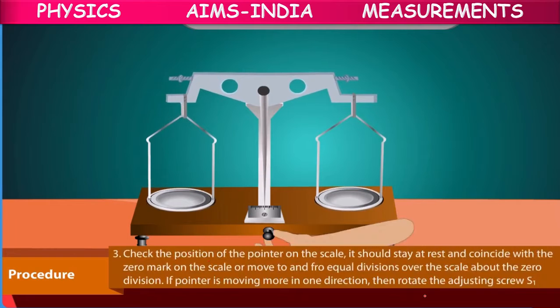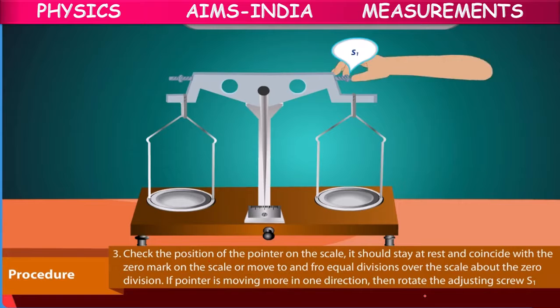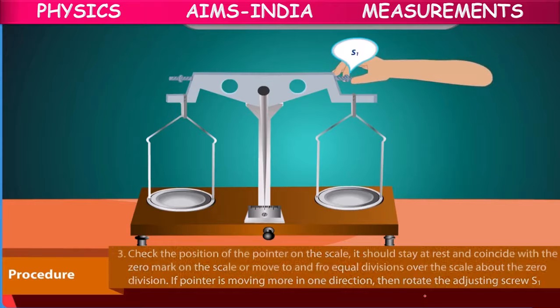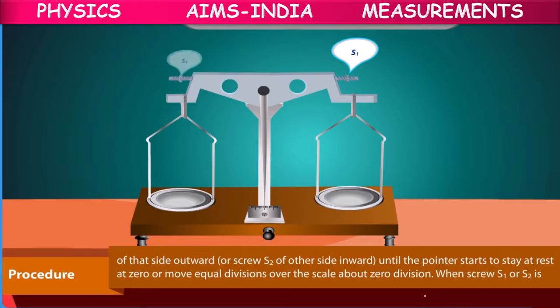Check the position of the pointer on the scale. It should stay at rest and coincide with the zero mark on the scale, or move to and fro equal divisions over the scale about the zero division. If the pointer is moving more in one direction, then rotate the adjusting screw S1 of that side outward, or screw S2 of the other side inward, until the pointer stays at rest at 0, or moves equal divisions over the scale about 0 division.